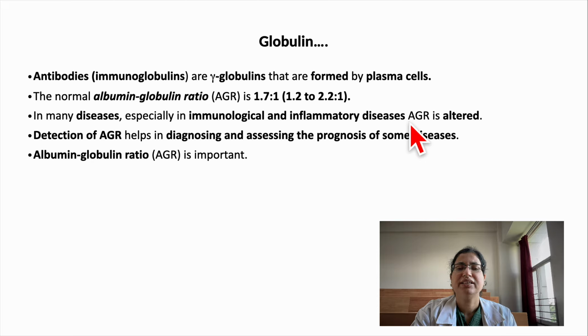So you can see here that this 1 is constant. So this is an MCQ here. What is the normal ratio of albumin to globulin? In many diseases, especially in immunological and inflammatory diseases, AGR is altered. Detection of AGR helps in diagnosis and assessing the prognosis of some diseases. So the albumin globulin ratio is important.